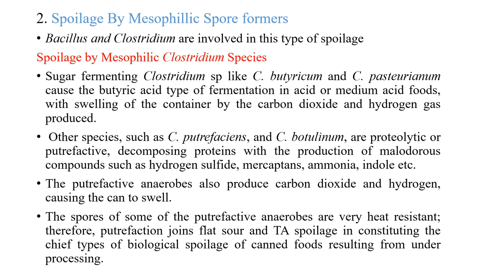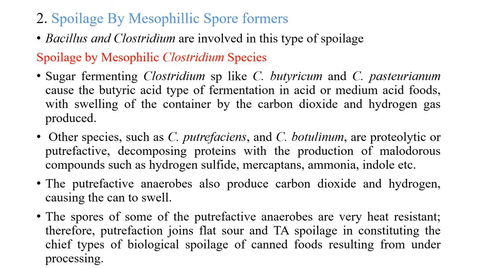The sugar fermenting Clostridium species like Clostridium butyricum and Clostridium pasteurianum will cause the butyric acid type of fermentation in acid or medium acid food. So coming to the spoilage by mesophilic Clostridium species, these mainly lead to butyric acid fermentation in acid or medium acid foods, which will lead to swelling of the container by carbon dioxide and hydrogen gas production.